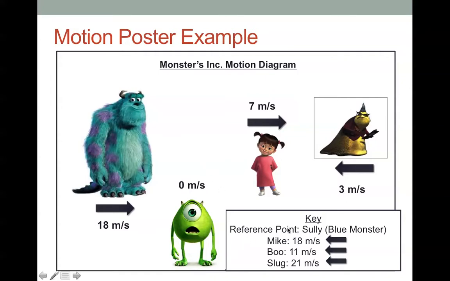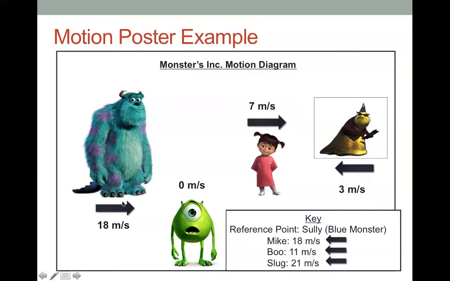Our reference point is Sully, the blue monster, and he's moving at a speed of 18 meters per second going to the right. Now when you're moving, like when you're in a car, you don't feel like you're moving. Like when a tree passes by you, you think the tree is moving. You don't really think that you're moving. You just see the tree pass by. So the same kind of scenario here. He doesn't think he's moving.